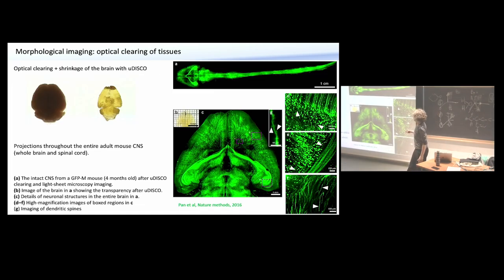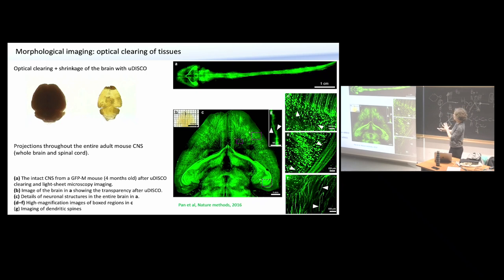So here, it's an optical clearing technique where they use what is called uDISCO. The technique is both clearing the brain and also shrinking the brain. So this is also a good advantage, because if you shrink the brain, it's easier to look at it with light sheet imaging. And just to show you the images that they get, I don't know if you see very well, but here you see some dendrites. So you see dendrites here.